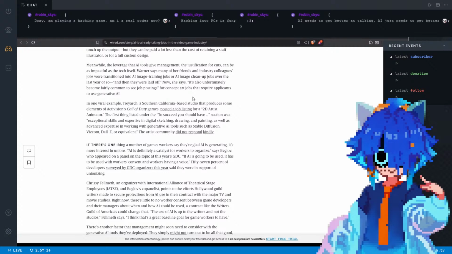Warner says many of her friends and industry colleagues' jobs were transitioned into AI image training jobs or AI image cleanup jobs over the last year or so, and then they were laid off. Now she says it's almost unfortunately become fairly common to see job postings for concept art jobs that require applicants to use generative AI.